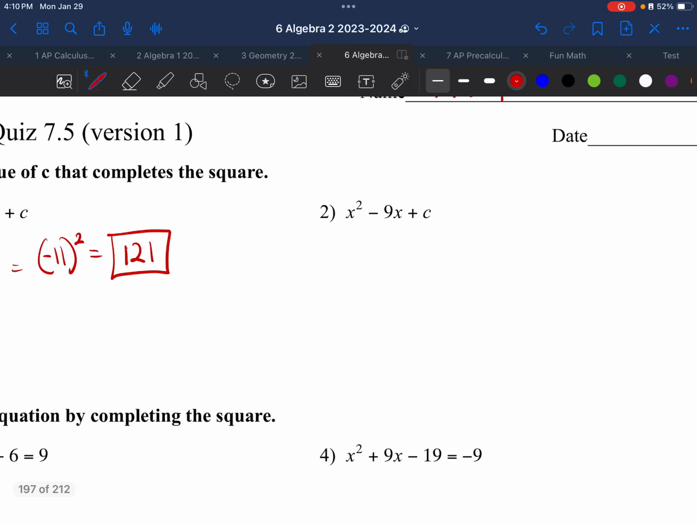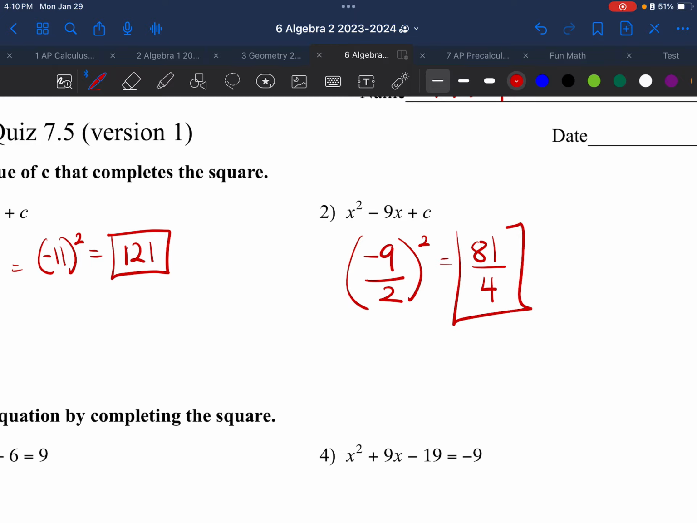In number 2, we have an odd number, which is going to be very similar to our number 4 for our middle term. So my middle coefficient is negative 9. I'm going to take half of that, meaning I divide it by 2, and then I'm going to square it. So when I do that, the top squared is 81, the bottom squared is 4 for my final answer.